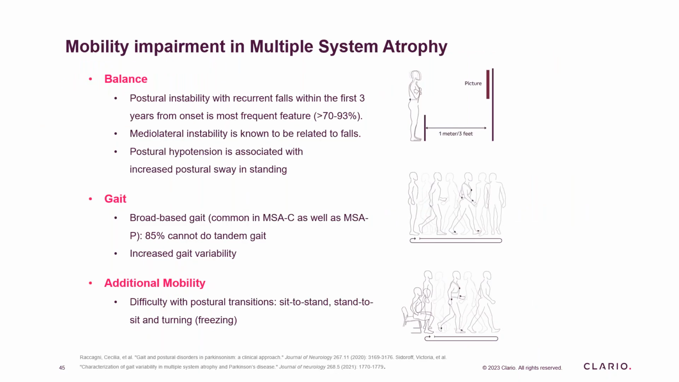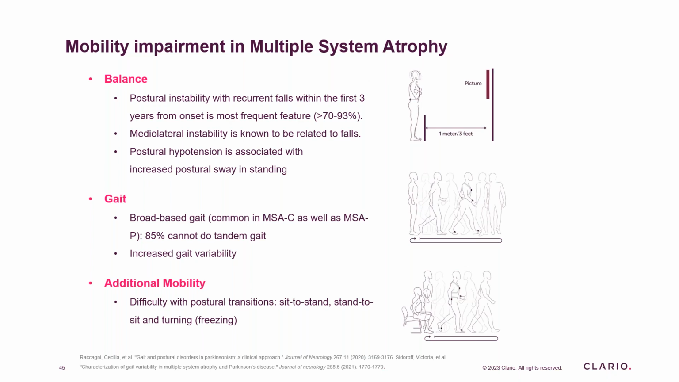Next slide, please. Now, specifically in multiple system atrophy from a clinical perspective, we see impairments in balance. In fact, the most frequent feature found and reported within the first 3 years from onset is postural instability with recurrent falls. We see broad-based gait and increased gait variability, and then difficulty with postural transitions in the sit-to-stand and stand-to-sit tasks that you see in a timed up-and-go or a five-time sit-to-stand.